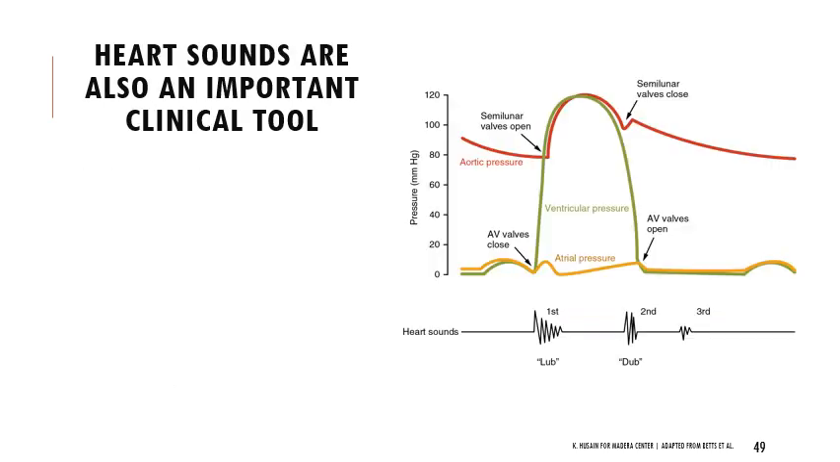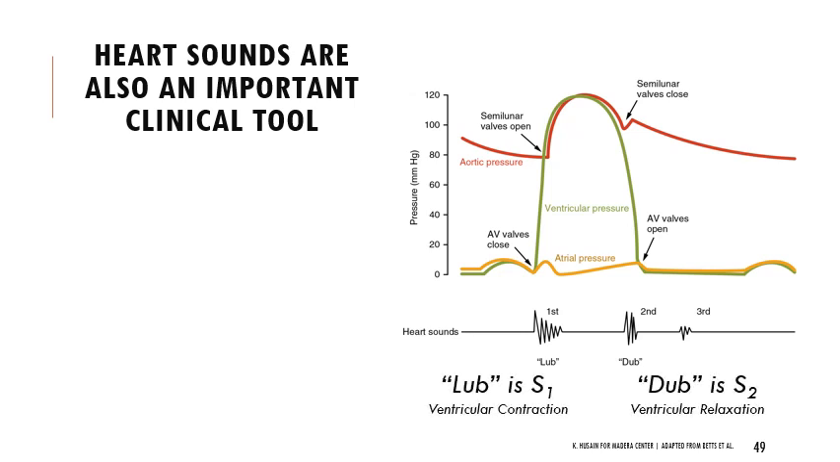So in a clinical setting, you also listen to the heart. When we're thinking about a normal heartbeat, we think about lub-dub, lub-dub. Those sounds actually mean something quite important, and they have their own set of nomenclature. The lub is called S1, and that represents ventricular contraction. It's the sound of the AV valves closing.